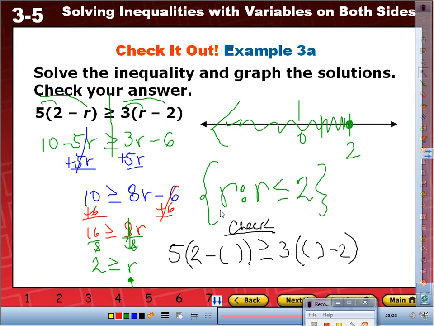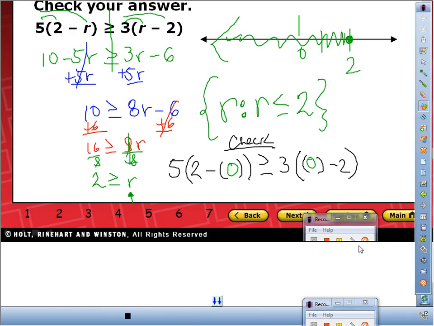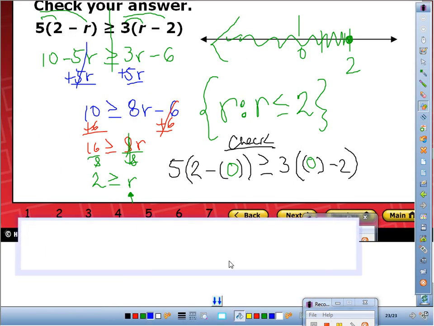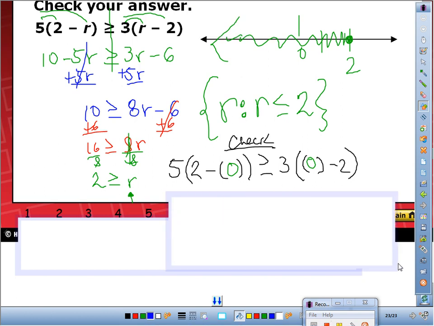So let's see. Which number should I choose from my shaded region that will make this as easy as possible? 0. So I'm going to substitute 0 in here and 0 in here. Let's check this. Let me make some space here.